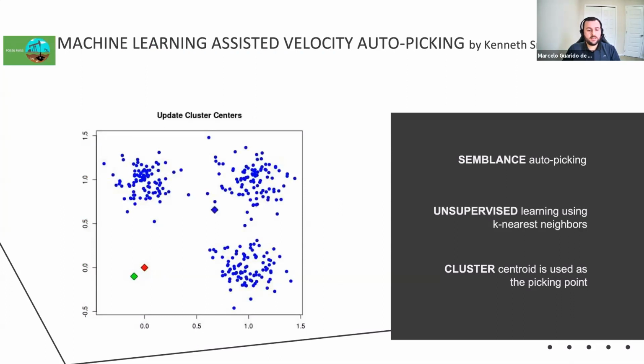Another one that I found quite interesting is from 2017, Ken Smith's paper, Machine Learning Assisted Velocity Auto-Picking. I found this interesting because it's the only one that I saw where, for the predictions, they use unsupervised learning. They are using a nearest neighbors methodology to help in the semblance picking to try to get the picked velocity. And that's how it works.